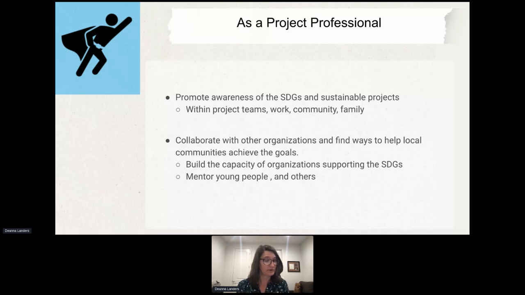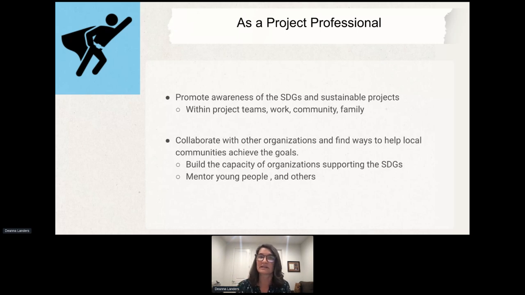Collaborating with other organizations and finding a way so that you can help your local community achieve these goals, the Sustainable Development Goals, their goals, which are probably aligned with the Sustainable Development Goals. This is where Project Managers Without Borders does our work. We build the capacity of organizations that support the Sustainable Development Goals. Building capacity means making it so that they can be more efficient and effective in the way that they achieve their missions. And how do you get efficient and effective? You apply project management skills and expertise.